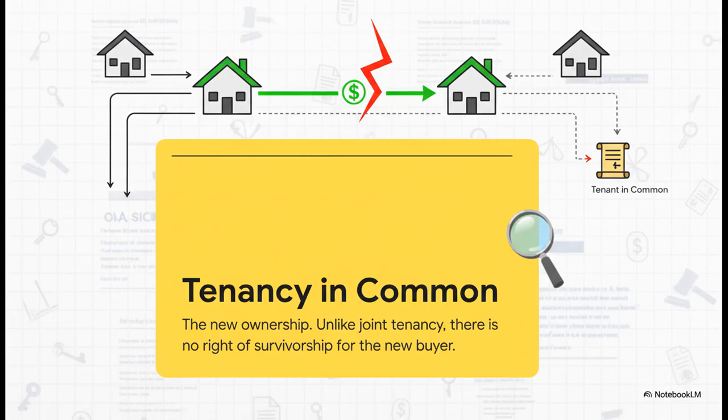So here's the deal. The ownership structure gets a bit of a shakeup. It becomes a tenancy in common for the new person. You see, joint tenancy has a special feature called the right of survivorship.